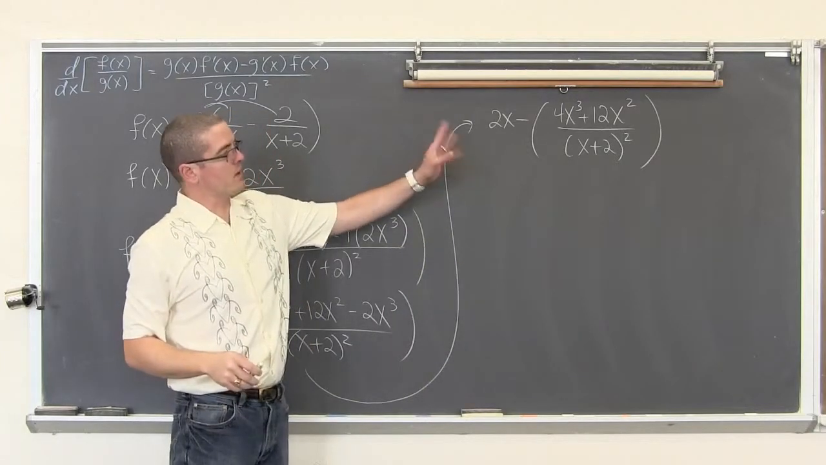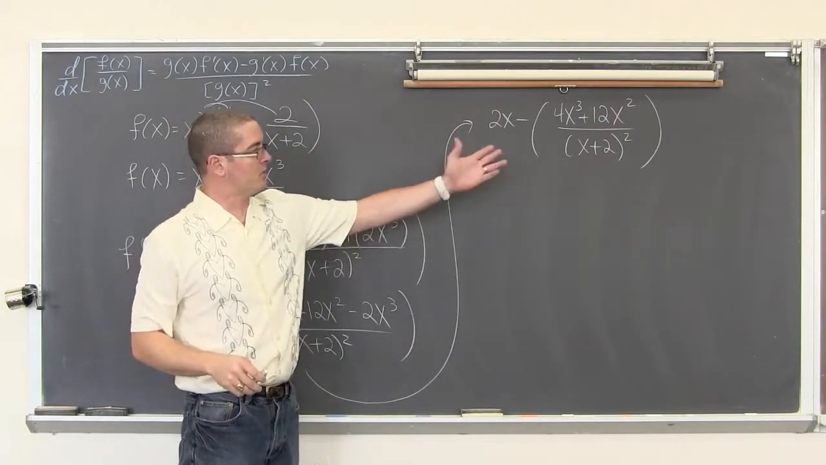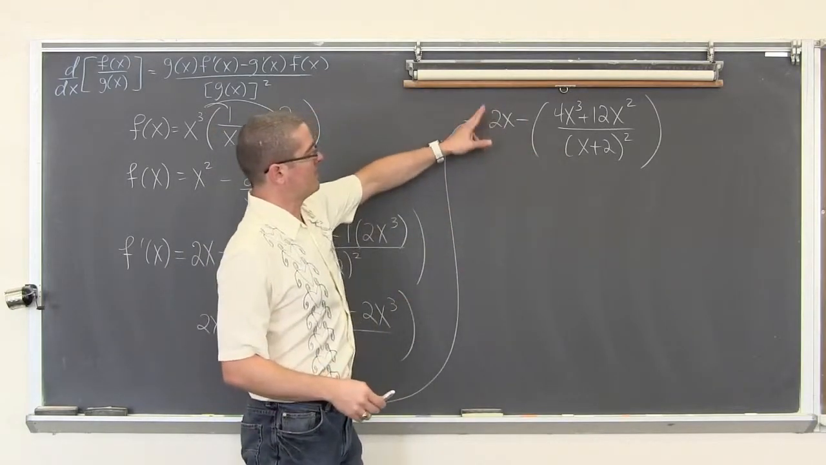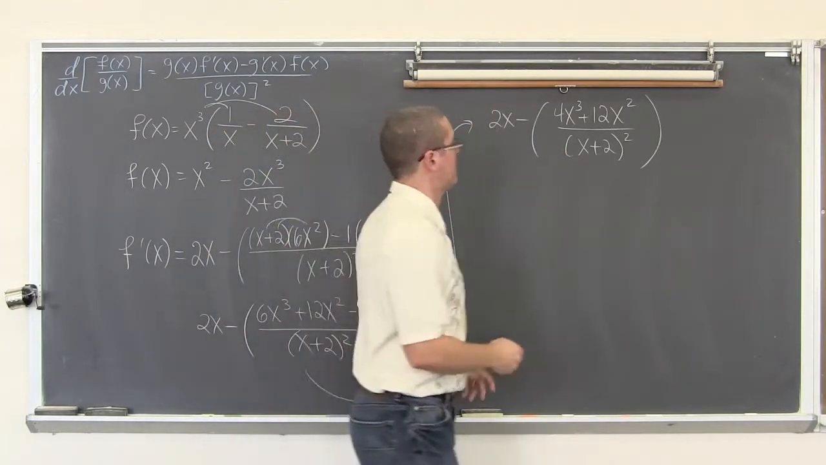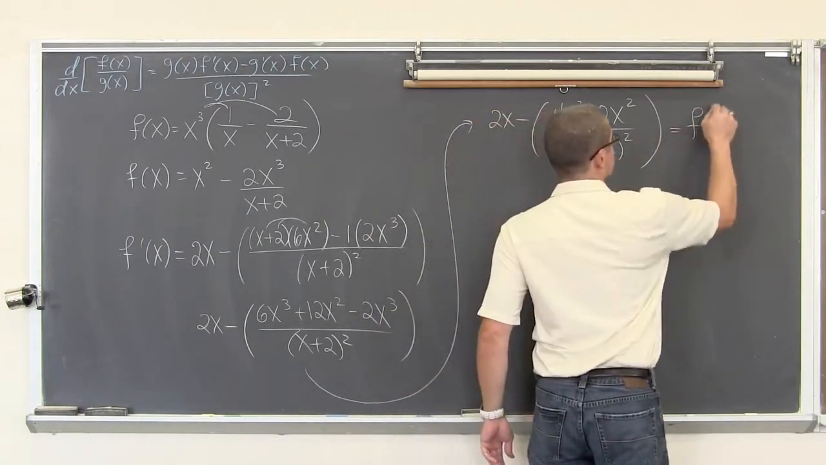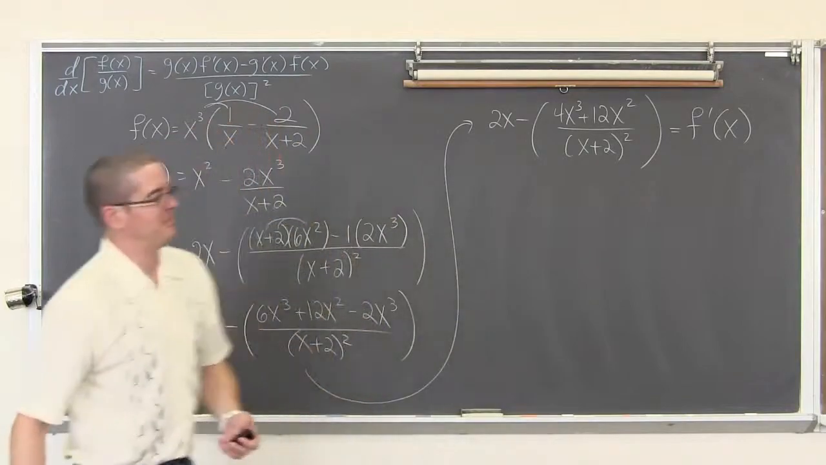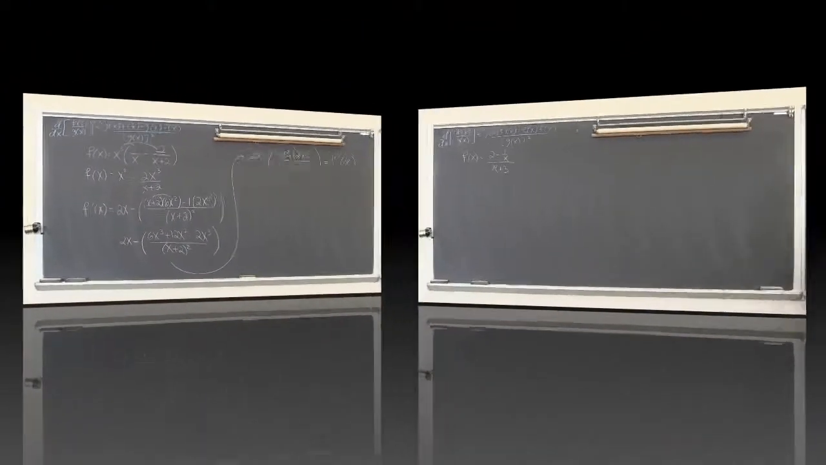Now, we could factor out a 4x squared out of the numerator, but it will not cancel with the denominator. We could find common denominators here and write this as one big fraction if we like, but we're going to go ahead and quit with this and say that is the derivative of f of x. Bam! Last example, coming up.